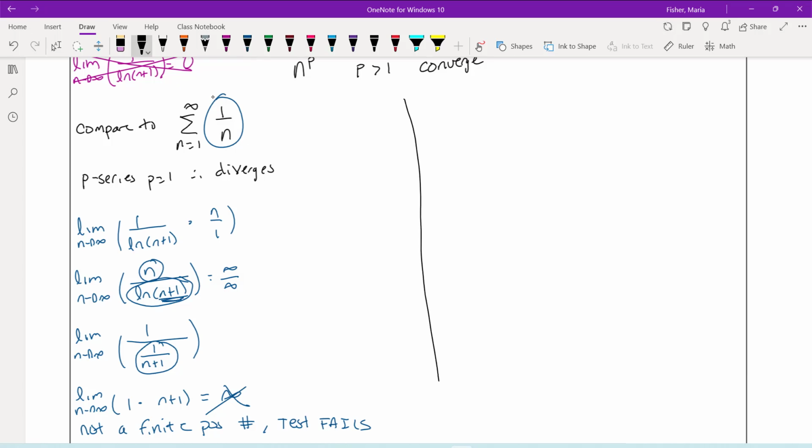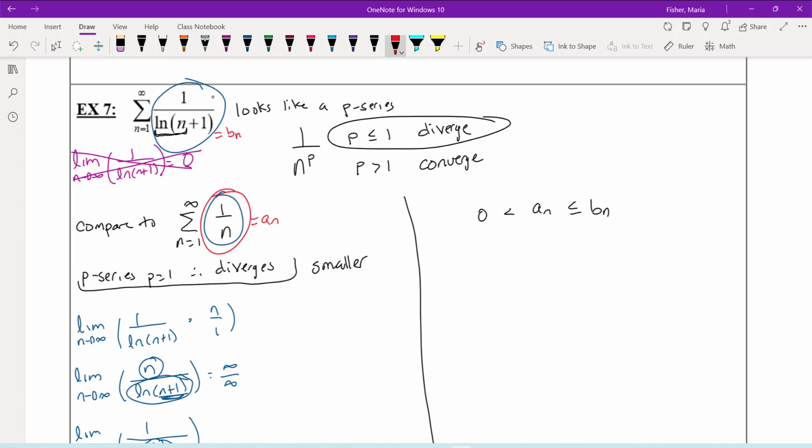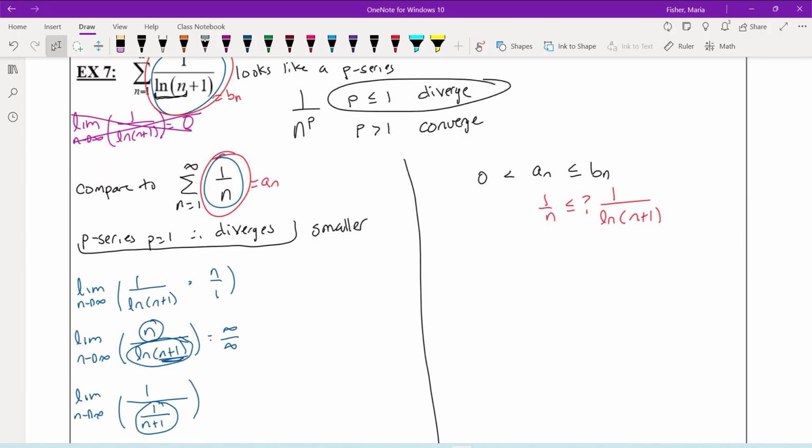Let's try the direct comparison test instead. Since we know that this is going to diverge, this has to be the smaller series. That makes this one here my a sub n, and the given my b sub n. So we know we have 0 less than a sub n less than or equal to b sub n. The a sub n is my 1 over n. Is that less than or equal to the b sub n, my given, 1 over the natural log of n plus 1? Well, let's say I'm not sure here.